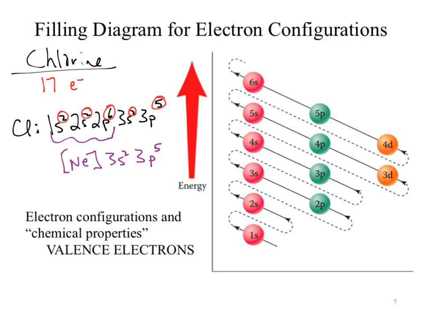Okay, so when we look at chlorine, what's the noble gas that precedes it? Argon follows it. What precedes chlorine? Is it sulfur?